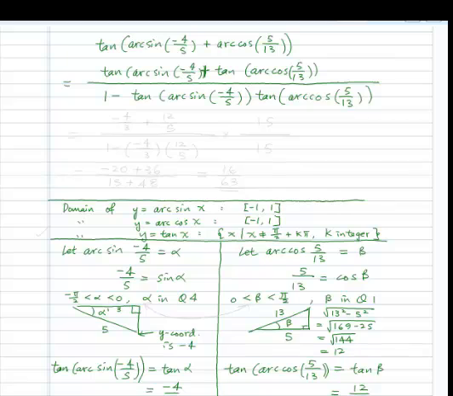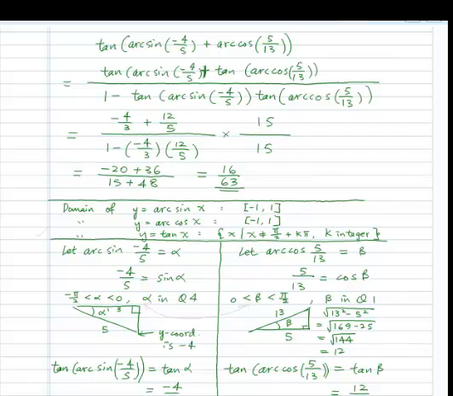We go back to the original problem we are solving and substitute in this information. We have -4/3 plus 12/5 over 1 minus -4/3 times 12/5. To simplify this, we multiply by 15/15. Then we have -20 plus 36 over 15 plus 48, which equals 16/63.